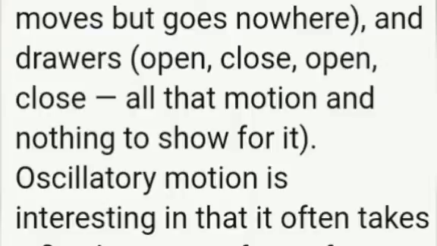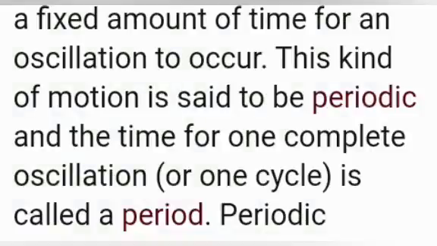Oscillatory motion is interesting in that it often takes a fixed amount of time for an oscillation to occur. This kind of motion is said to be periodic, and the time for one complete oscillation, or one cycle, is called a period.